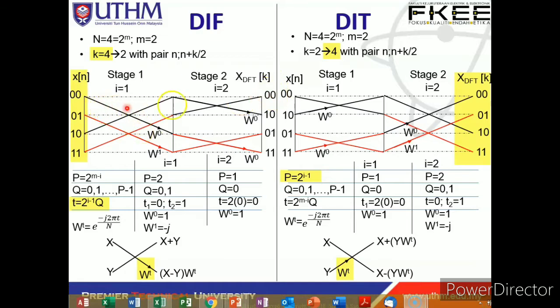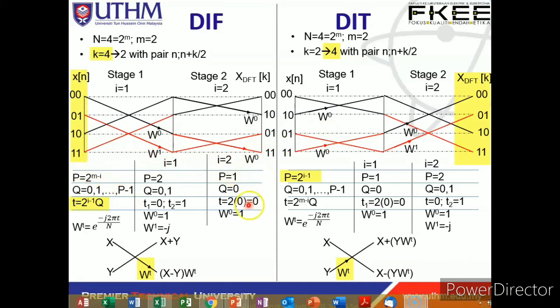And then how many separations here? It depends on the number of stages, which can be calculated by using this equation. The number of samples equals 2 to the power of the number of stages. How can we draw this x sign, or we also refer to the x figure here as the butterfly, okay? And then the location of the weight depends on our method, whether it is DIF or DIT.